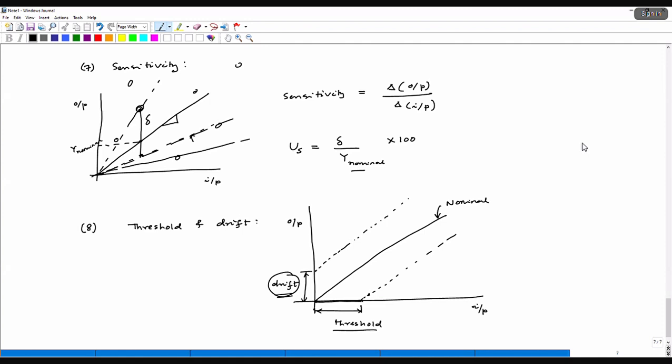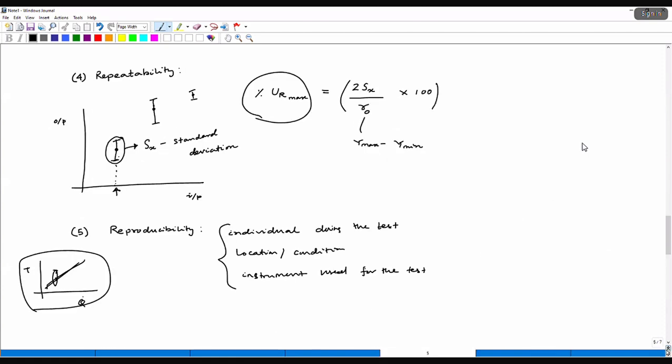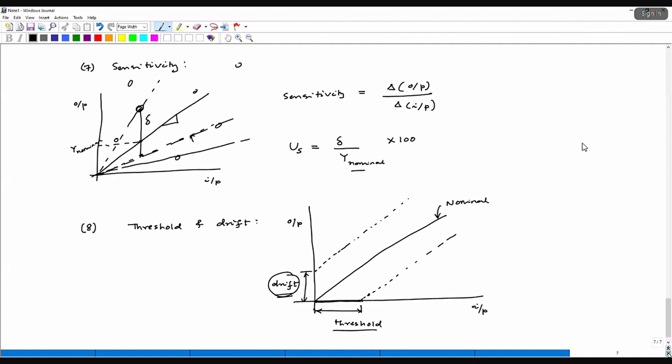Both drift and threshold are basically errors that the instrument brings to the measurement. So we need to account for them. Okay. So you have all these things that we define, right? Threshold, drift, sensitivity. Then we talked about linearity, hysteresis, repeatability. When you buy a new instrument, the errors associated with all these definitions would be mentioned.